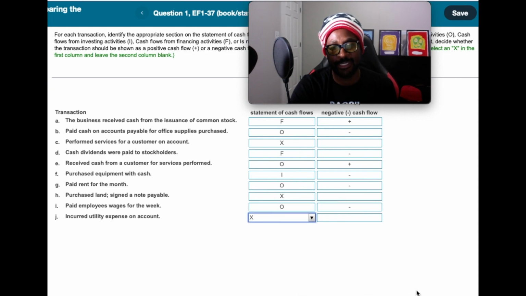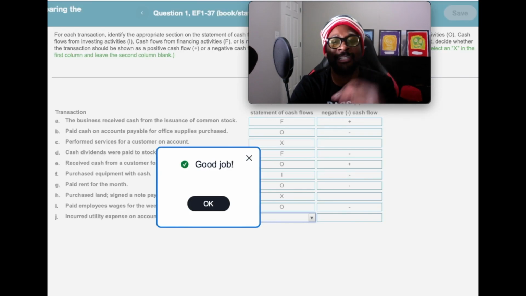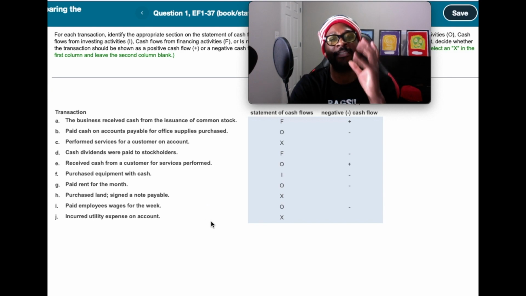So we're going to check the answers, and we are clean as the Board of Health. Good job, gang. So this is just a simple illustration of how to recognize what activities belong where based on the following transactions for your cash flow statement.